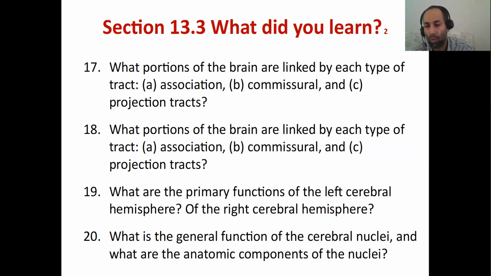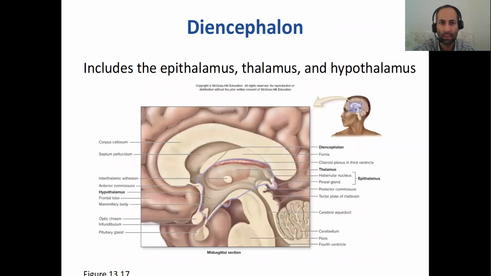General function of the cerebral nuclei, they control your subconscious motor activities. Anatomic components of the nuclei: claustrum, striatum, lentiform nucleus, amygdaloid body, all of those.